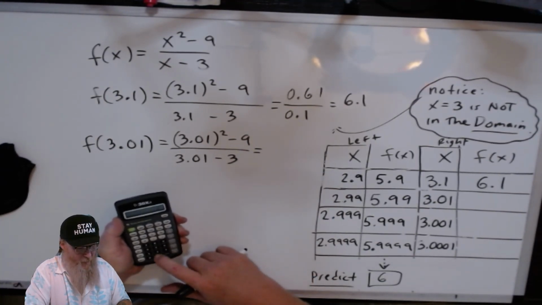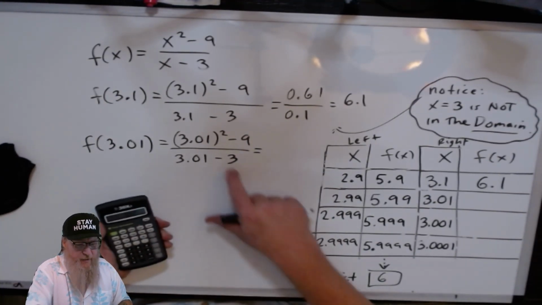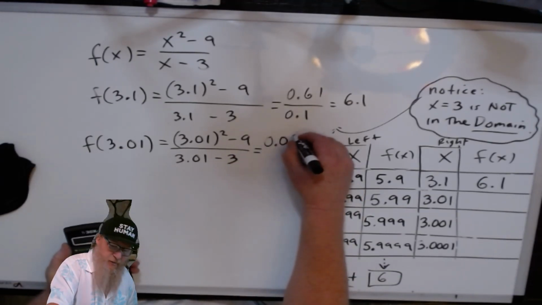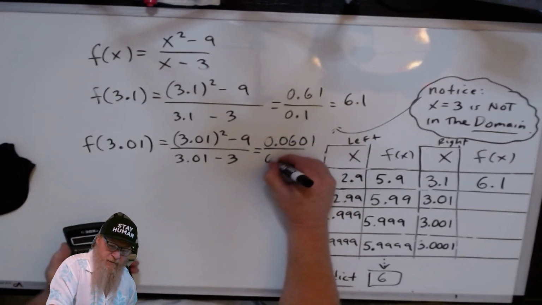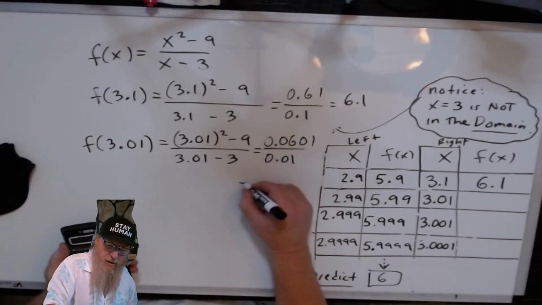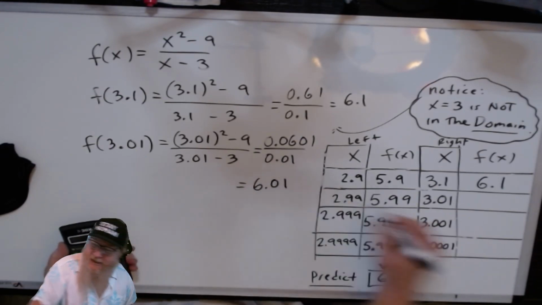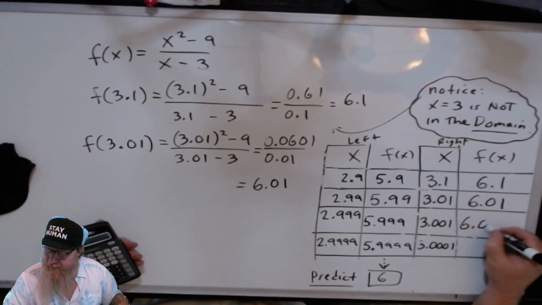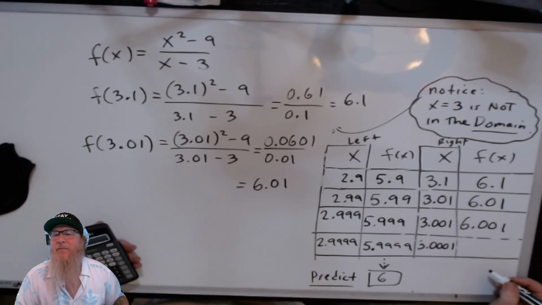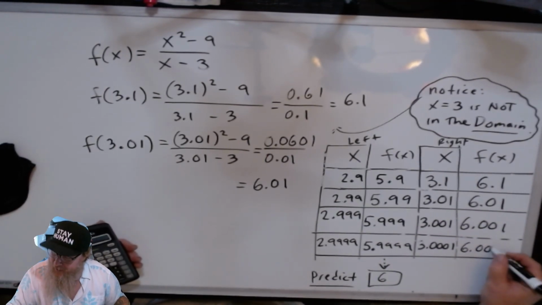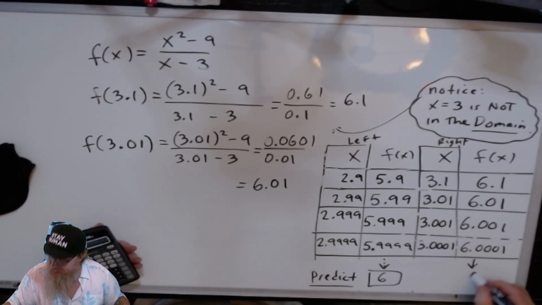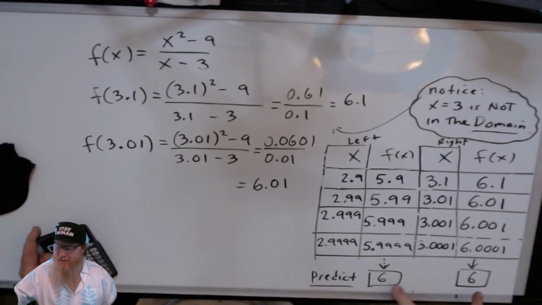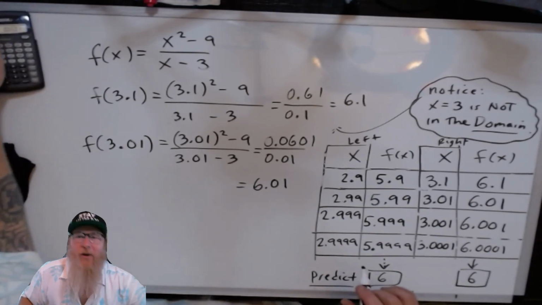So 3.01 squared minus 9 is 0.0601, over 0.01, which is 6.01. Now I'm pretty sure what the pattern is. The next one is 6.001, then 6.0001, and that is also approaching 6. So both sides of the limits are approaching 6.